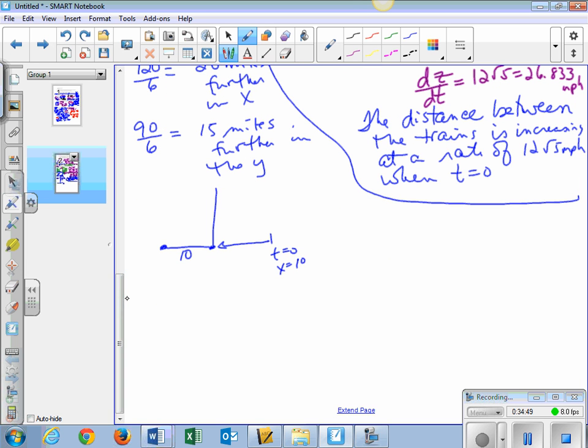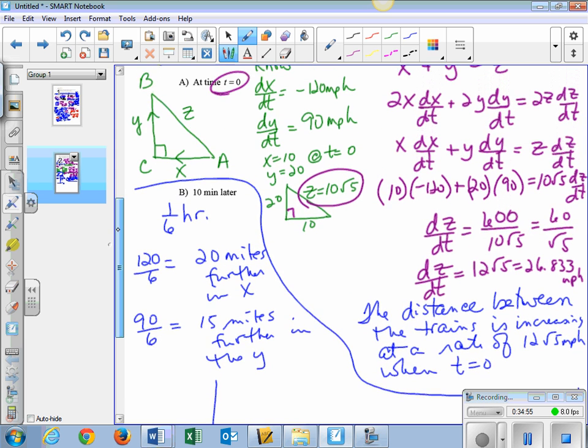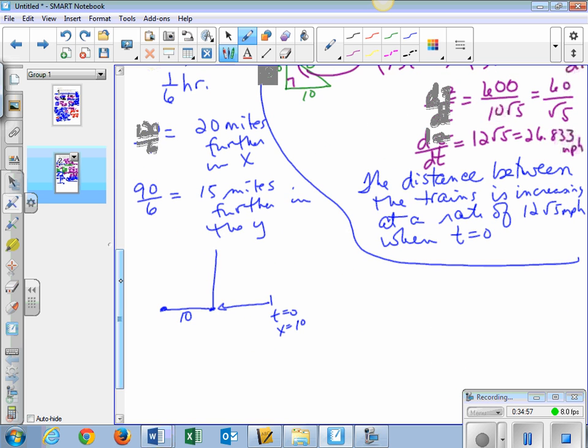Okay, so we have the y direction going this way. We started at a y value of 20, and I've gone 15 miles further, so this is 35, and I've got this hypotenuse that I now need to find. So I can think about that. 35 squared plus 10 squared, I get 1325. Okay. And I take the square root of that.